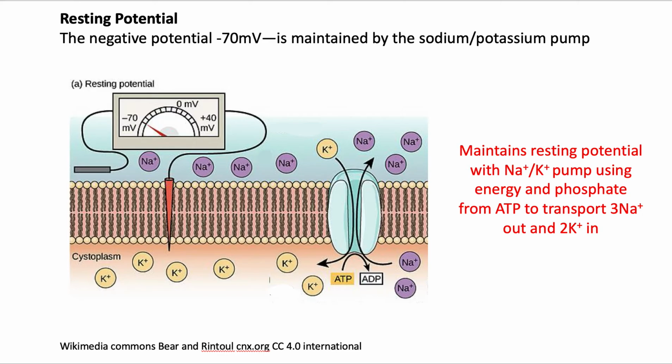And here we're just looking at the sodium-potassium pump, which uses energy and phosphate from ATP to transport 3 sodium ions out for every 2 potassium ions in.